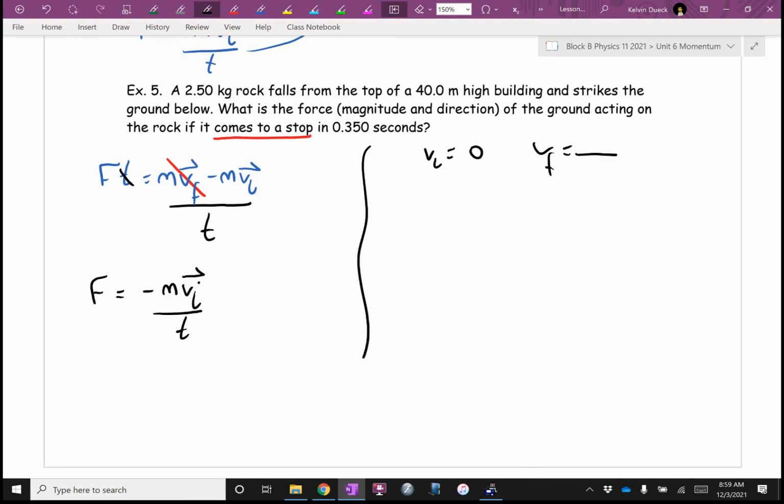What else do we know? What's d? Don't say 40. Don't say 40. Cliff. What else do we know? Is that time how long it fell for? Or is that time how long it took the ground to bring it to a stop? Okay. So do I know time in free fall? No. You're missing something really obvious. More specific?